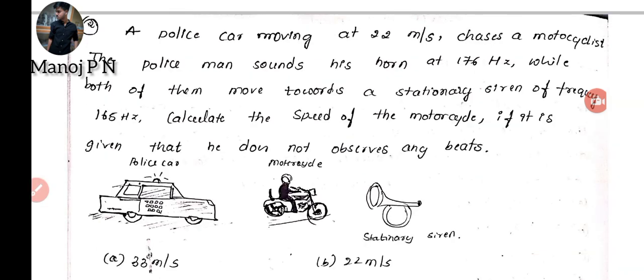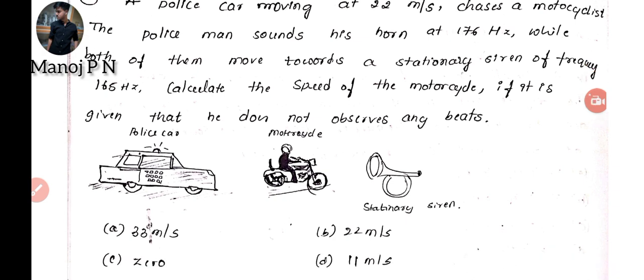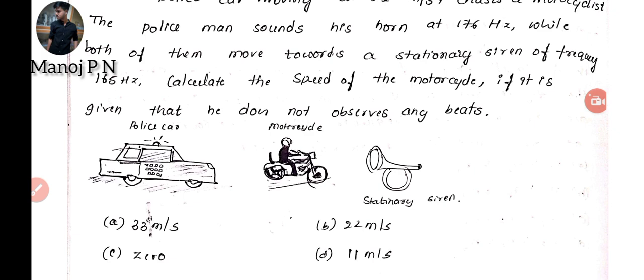And then let's see the second question. A police car moving at 22 meters per second chases a motorcyclist, and the policeman sounds his horn at 176 hertz, while both of them move towards a stationary siren of frequency 165 hertz. Calculate the speed of the motorcyclist if it is given that he does not observe any beats.